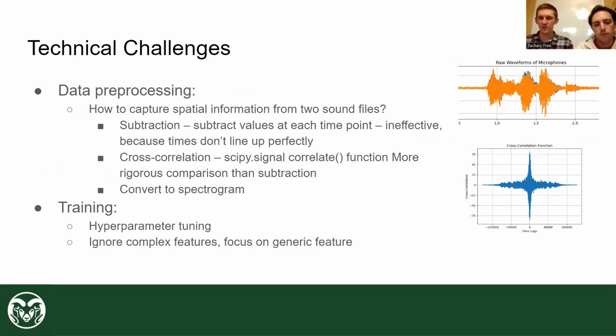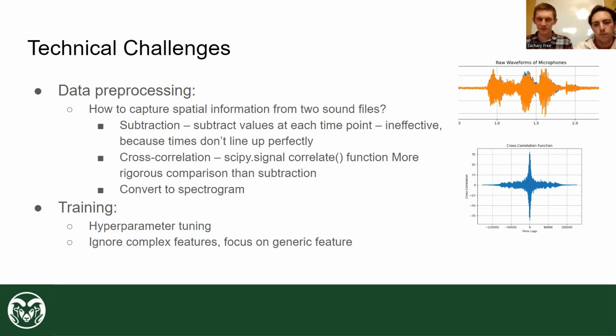Some of the challenges that we faced: I don't think we were prepared for the challenges that we would face. Data pre-processing was really challenging because we had multiple inputs and we had to somehow combine those inputs so we could feed them into the model. There were a lot of different decisions that we had to make around that, and we explored a lot of different options. First, just straight subtraction, just subtract this wave file from this wave file. That didn't really give us what we were expecting, probably because the waveforms aren't perfectly lined up. How could they be?